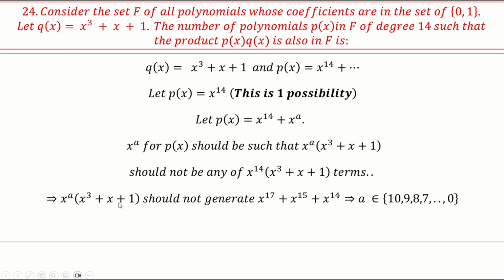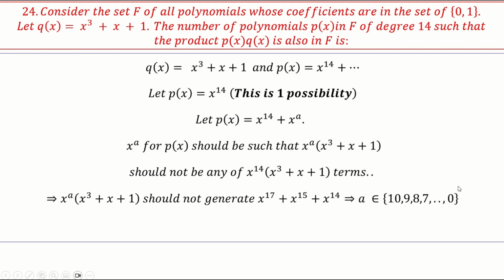So x power a into x cube plus x plus 1 should not generate x power 17, x power 15, x power 14, which means a should belong to, correct? A plus 3 should not be any of this, right? So a should belong to a plus 3 minus, right? This is a should be 10 onwards. If it is 11, what happens? 11 plus 3, if a is 11, 11 plus 3, it will become 14. 14 will come here, correct? So it cannot be any of this. A has to be 10 to 0.